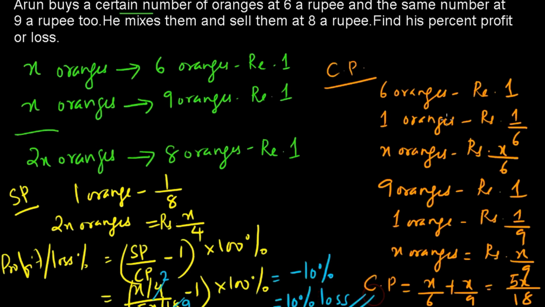So these kinds of questions are very simple. It's not at all necessary that the number of oranges is given. Here it is given as a certain number of oranges, but it will be cancelling out because it will come in both cost price and selling price. That X will come, so it will be cancelling out. So it's a relatively very easy question. So just find out the total cost price, total selling price, and then determine the profit or loss percentage.